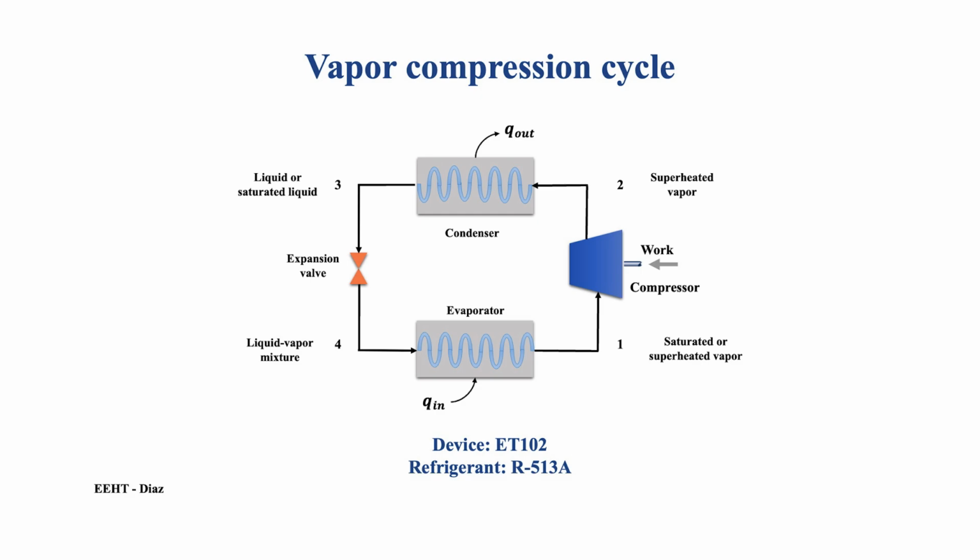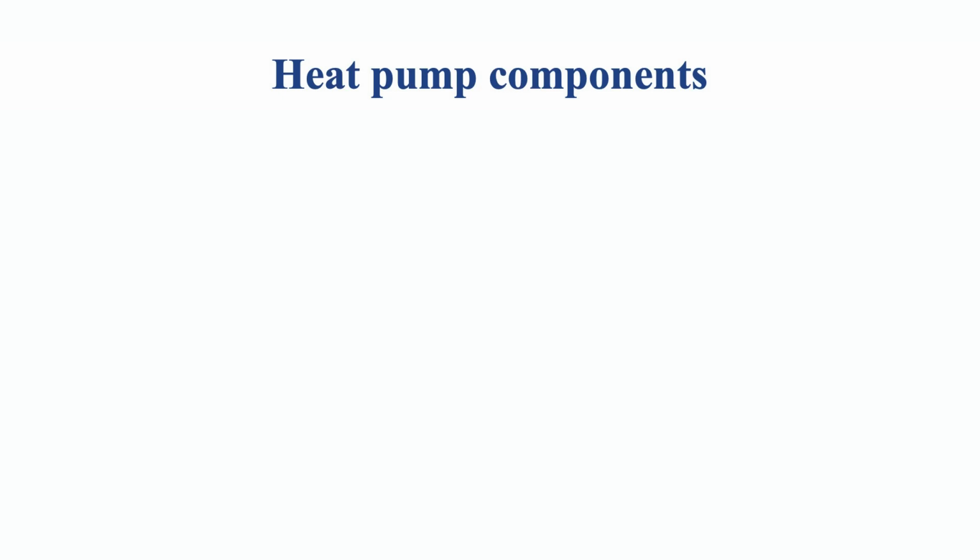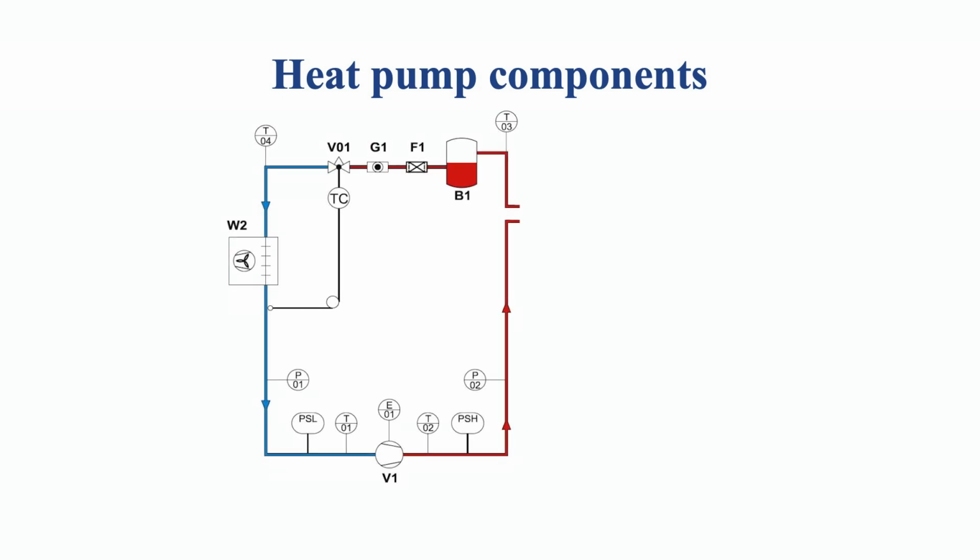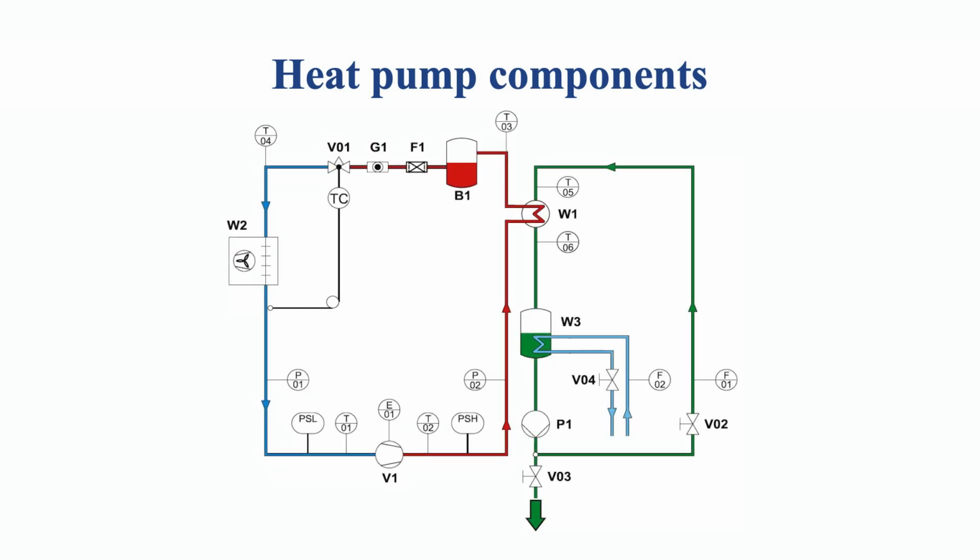The device ET102 is a heat pump that uses the refrigerant R513A. This device is composed of two major systems, including the heat pump and an external water circuit that takes the thermal energy from the heat pump. Both systems will be described next. The heat pump uses a vapor compression cycle with the refrigerant R513A.